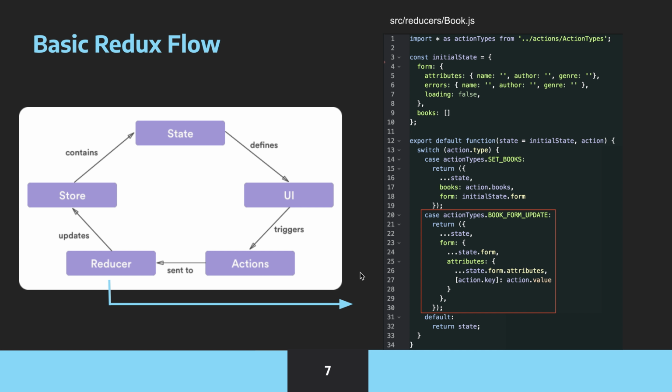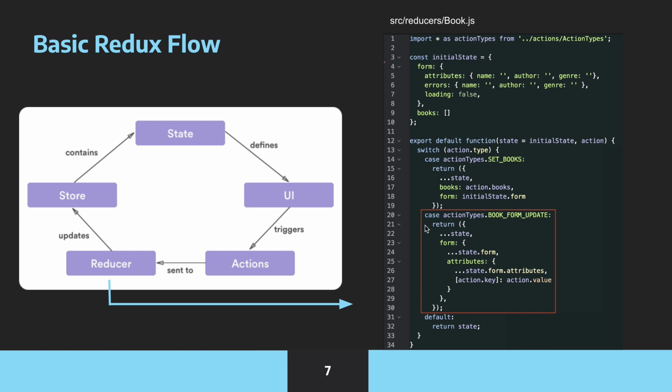So in here, reducer is basically a simple switch statement that determines what should the next state be based on the action type. So on line 13, you can see it says switch action.type. So that comes from the type that we passed in previously. And then you can update different pieces of the state based on that. So if you look at line 20, that matches up with our book form update action type.